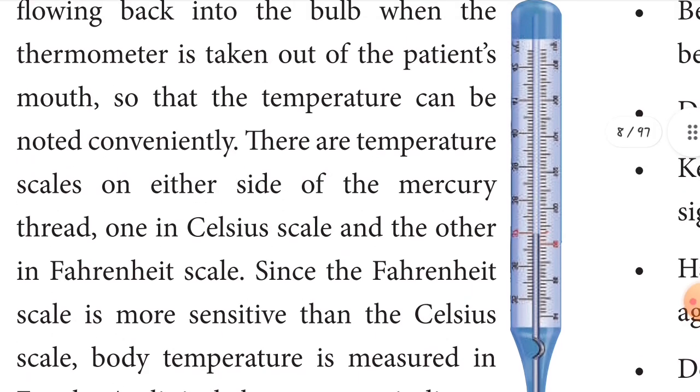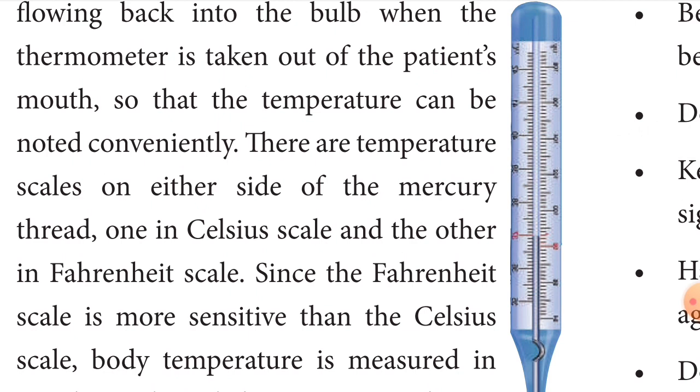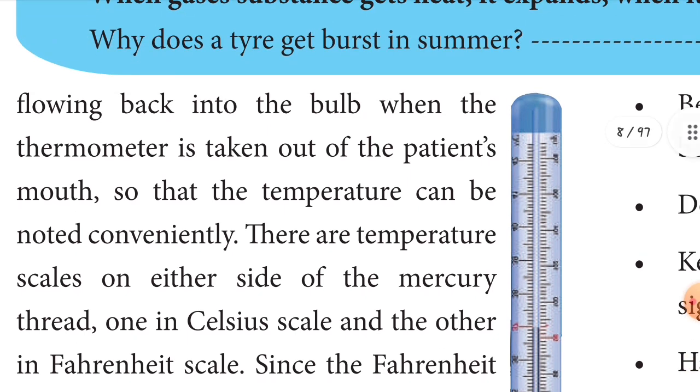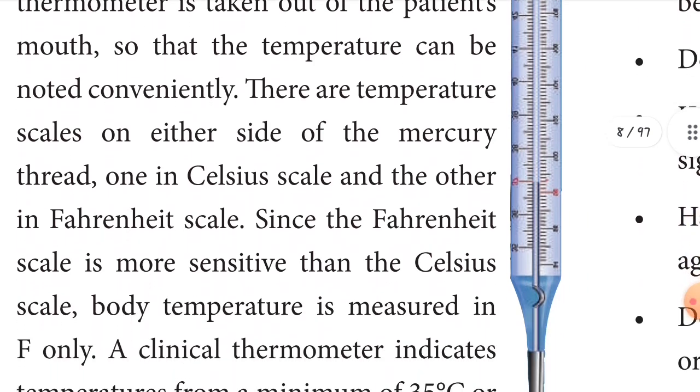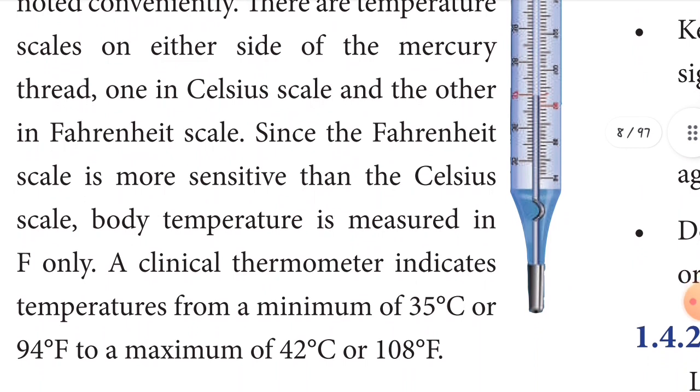And here they are measuring with 2 different types of scales, children. One is the Celsius scale, another one is the Fahrenheit scale, okay, fine. And with this type of thermometer, the temperature can be noted conveniently, okay. There are temperature scales on either side of the mercury thread, the Celsius scale, and the other side is what? Fahrenheit scale. 2 types of scales there. The Fahrenheit scale is more sensitive, children, than the Celsius scale, okay. The body temperature is measured in Fahrenheit only, okay.